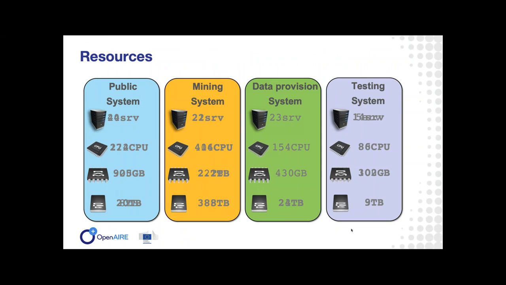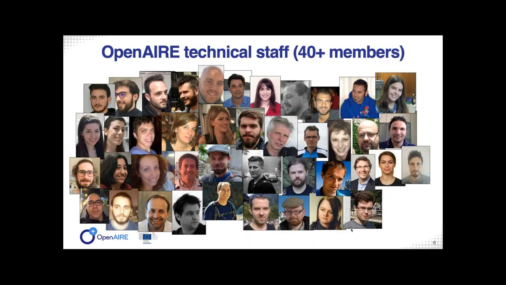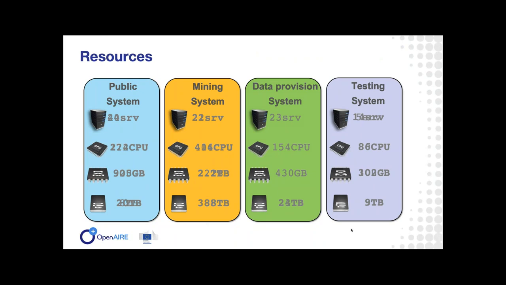Resources. We run all this into a dev, a beta, and production organized system. And in production, we have what we call a public system, which is the place where we store and provide the portals, the mining system, where of course, as it is self-explanatory, is where we run our mining algorithms, and the data provision is where we keep the graph and we build it, so we enrich it, we deduplicate it, and so on. I'm sorry about the double numbers here, you will have the slides. This was just to highlight an increase in the last year of the resources.